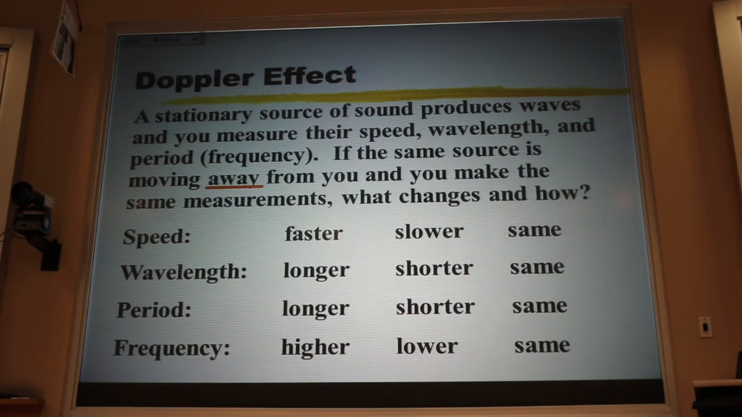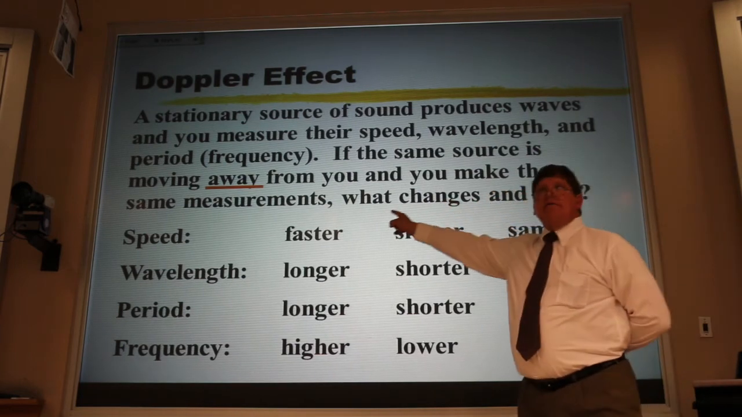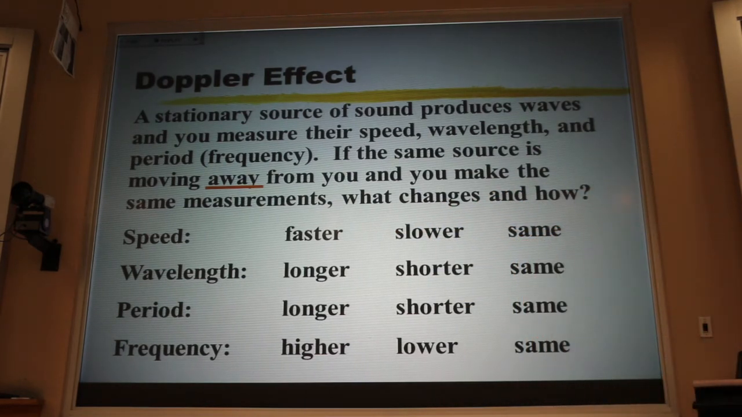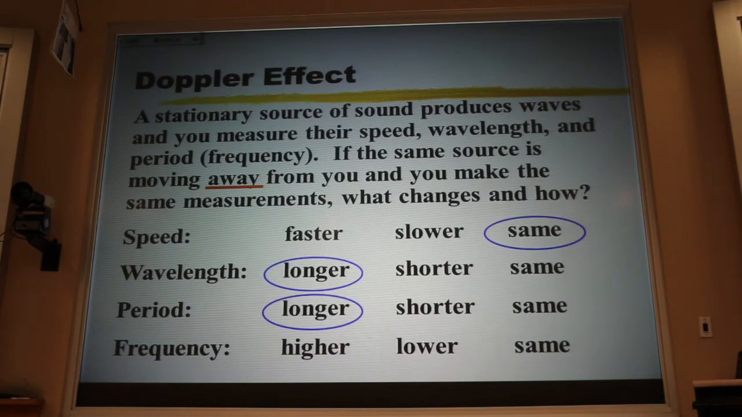On the other hand, if this same source is moving away from you, that's the only difference in this slide, the speed of the wave would still be 343 meters per second, but now the wavelengths are spread out, so they're longer, making the period longer, and one over the period is the frequency, so it is lower. Okay?